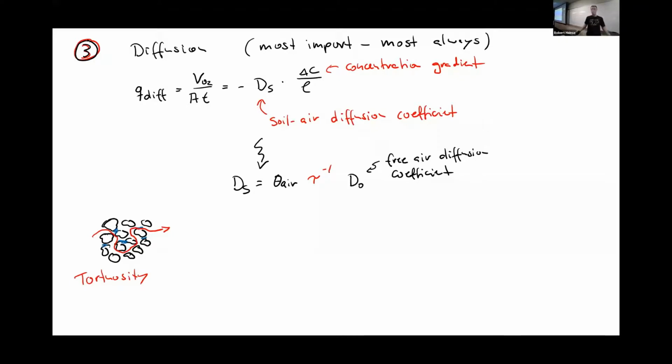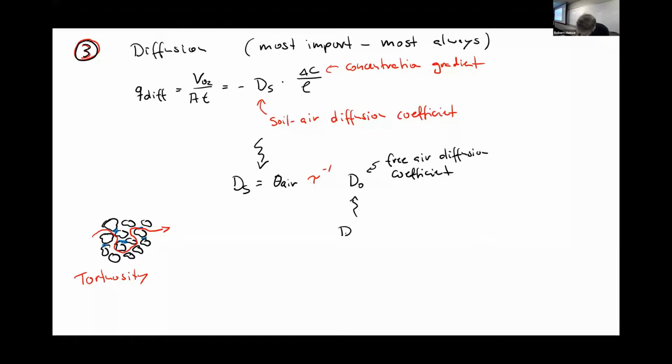So yet another reason for why a lot of the roots are concentrated close to the surface, because that's where that gas exchange is going to be at its highest magnitude, and you get a lot of the turnover and activity there. Okay? All right, so that's that for this. And there's more to the story here, and that is the free air diffusion coefficient here.